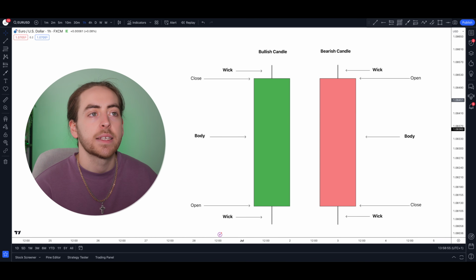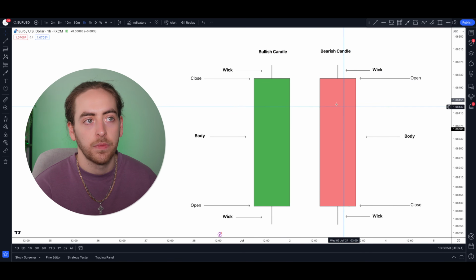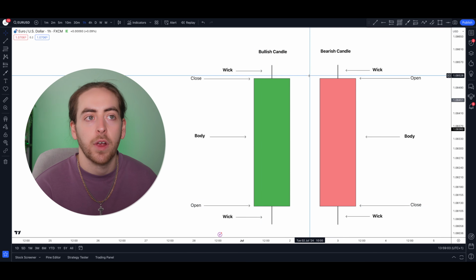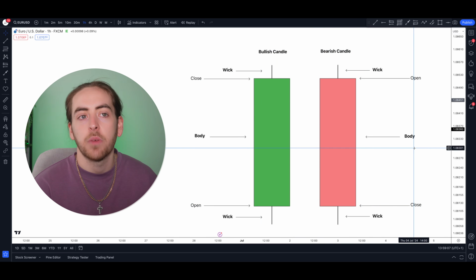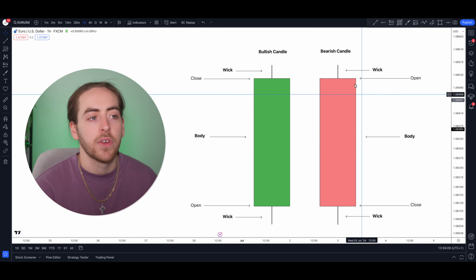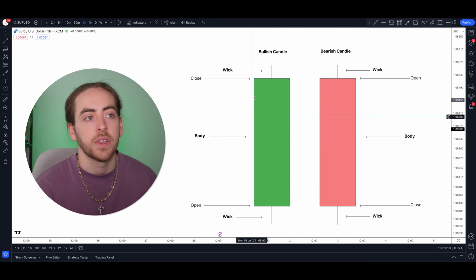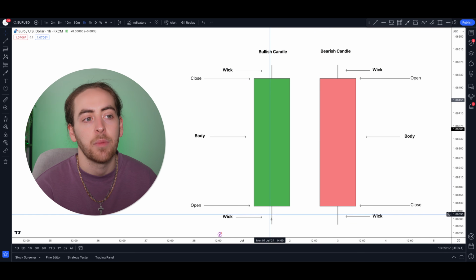So here we have two examples of candlesticks. We have a bullish candle and a bearish candle. Now a bullish candle shows price increases within a specified time frame, and a bearish candle shows price decreases. Candles are made up of two different elements primarily. We have a candle body, which is this large block-like part of the candle, and then we have candle wicks, which are the small sticks that stem out of either side.